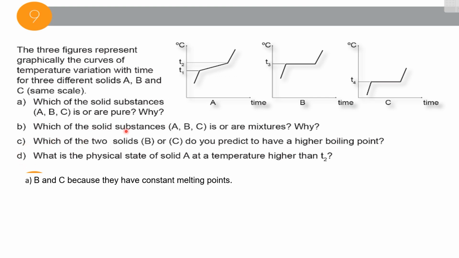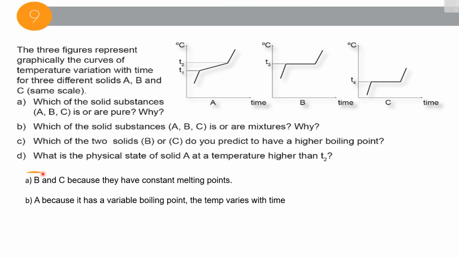Which of the solid substances A, B, C is or are mixtures? Why? We said that substance B and C are pure. So substance A is a mixture, because it has a variable melting point. The temperature varies with time.